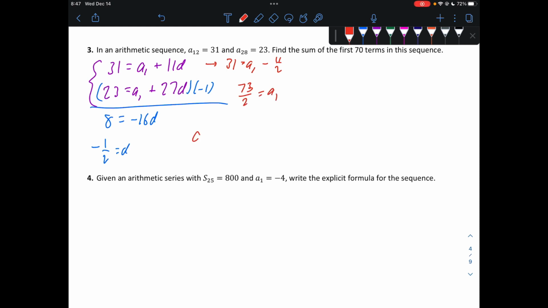So now I can write my nth term out as a sub n equals 73/2 plus n minus 1 times d, which is 73/2 minus 1/2 n plus 1/2, which is 74/2, or 37 minus 1/2 n. So that would be our nth term.